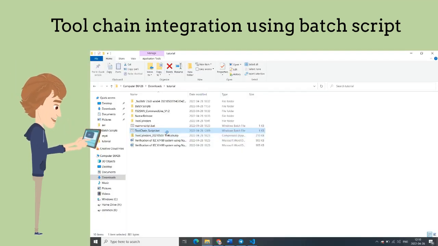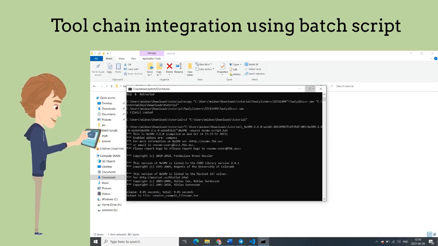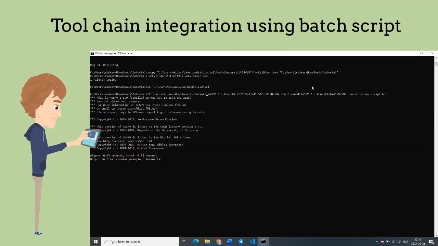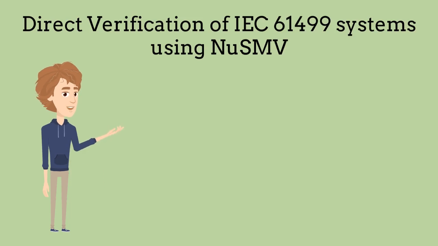Now we can run the batch script by double-clicking it. Wait for a minute and you can see the result. Now you can start direct verification of IEC 61499 systems using NuSMV.